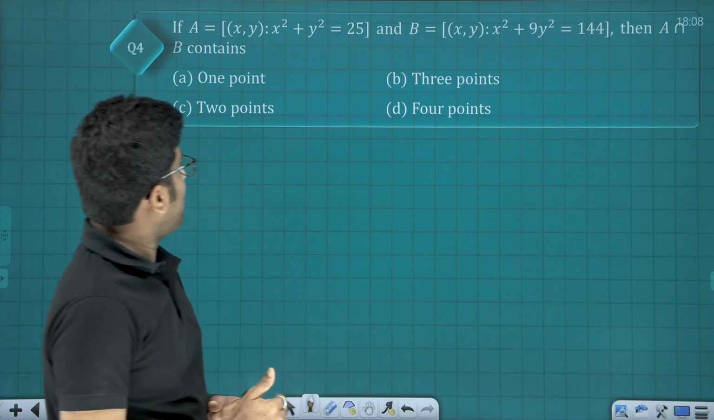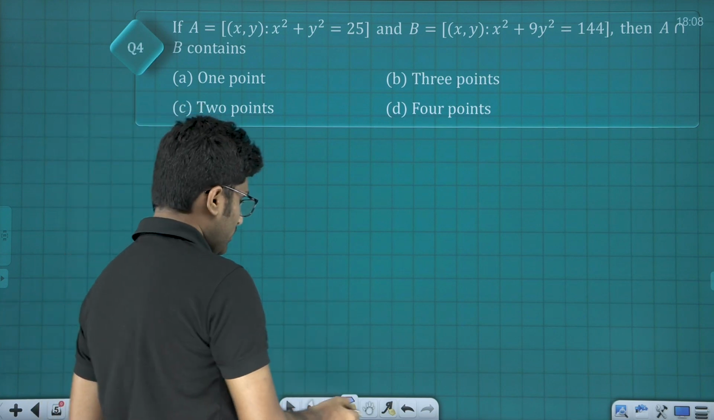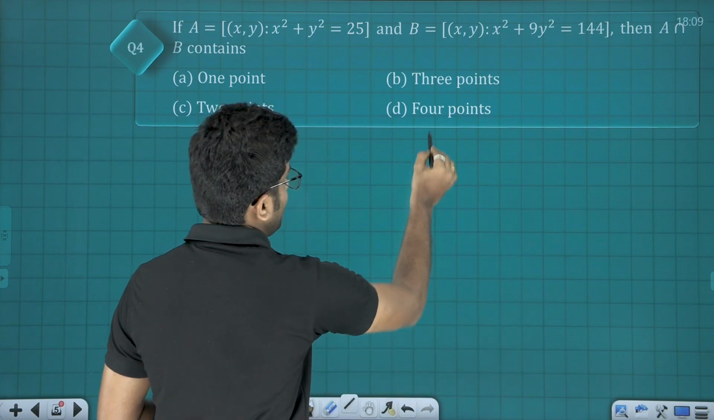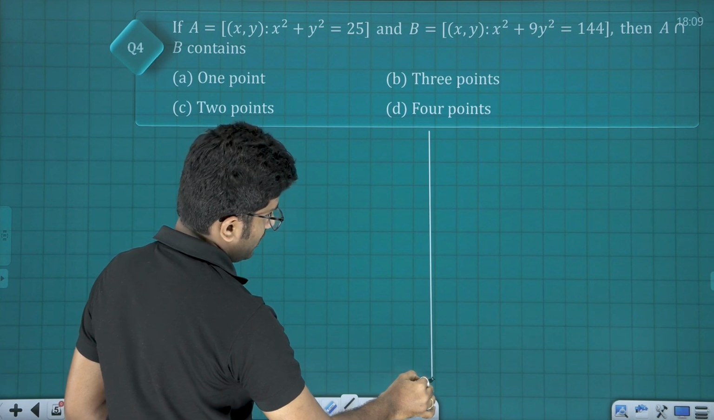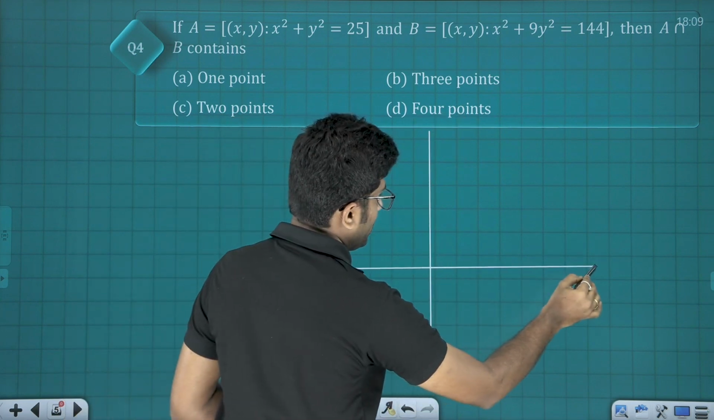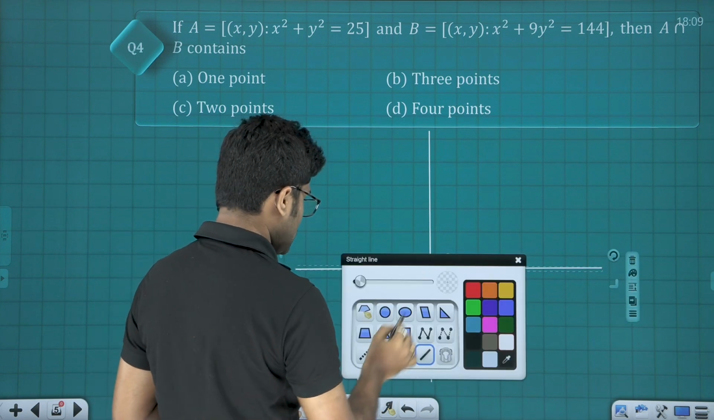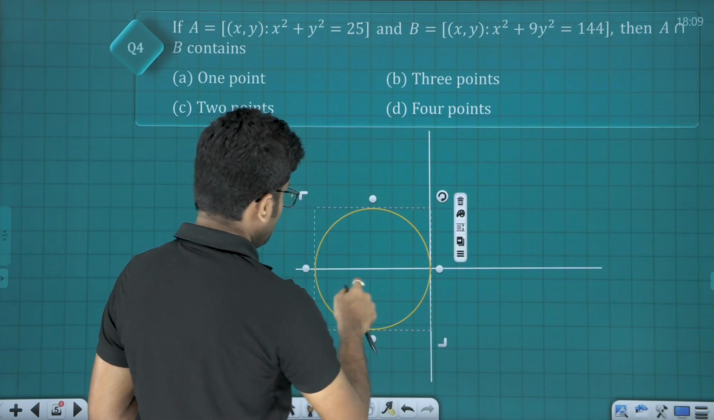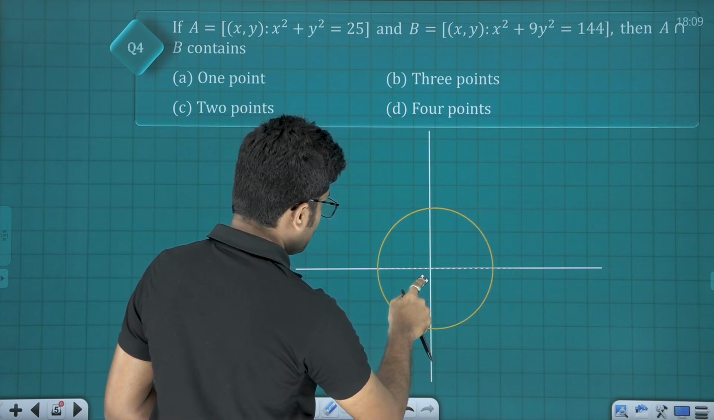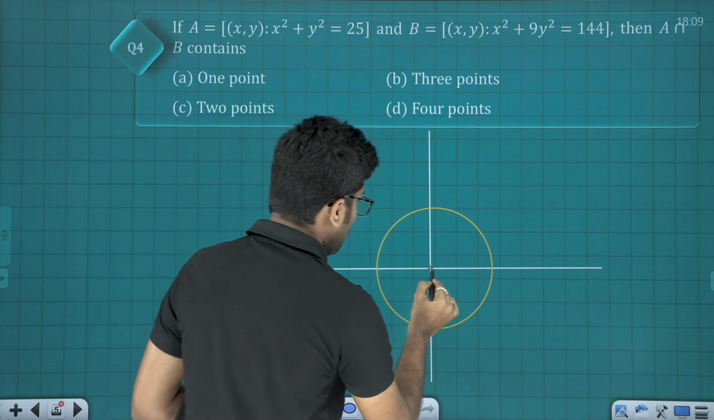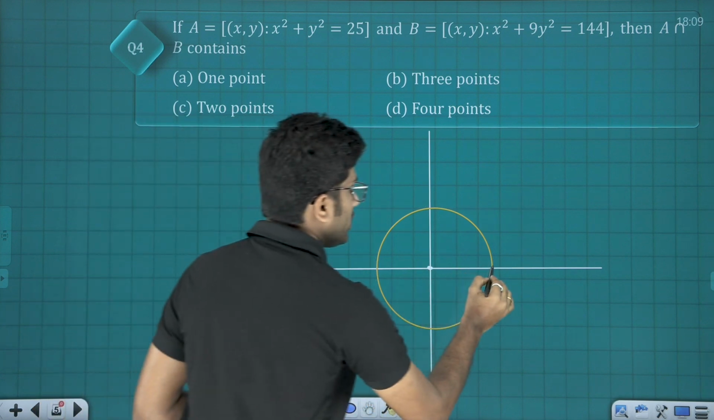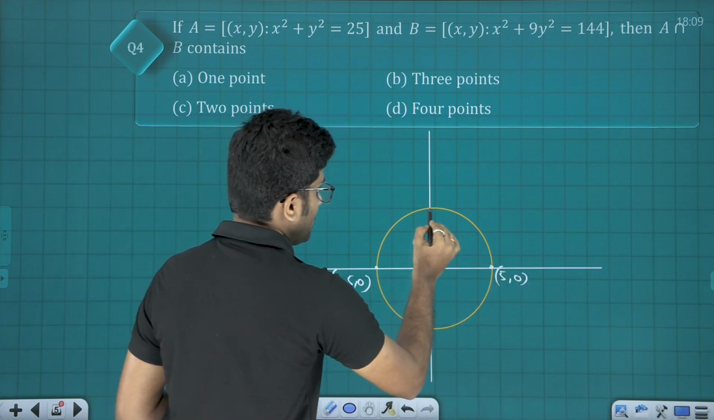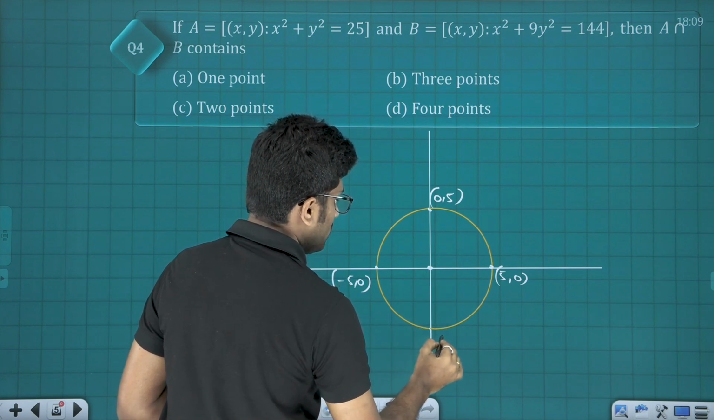Set A is equal to x comma y such that x square plus y square is equal to 25. Friends, clearly we know x square plus y square is equal to 25 is a circle, a circle with center origin and radius 5. So let me take the coordinate axes. First, the circle with center origin and radius 5 units. So it intersects the x axis at 2 points, 5 comma 0 and minus 5 comma 0, and the y axis at 0 comma 5 and 0 comma minus 5.